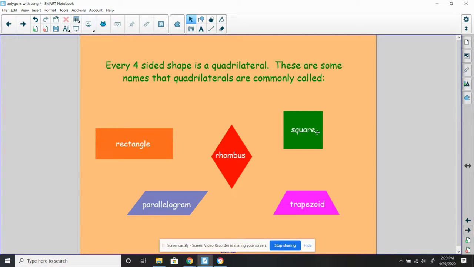Here's your quadrilaterals again. Every four-sided shape is a quadrilateral. These are some names that quadrilaterals are commonly called. You saw this slide earlier. A rectangle, a parallelogram, a rhombus, a square, and a trapezoid. Anytime it has four sides, it is a quadrilateral.